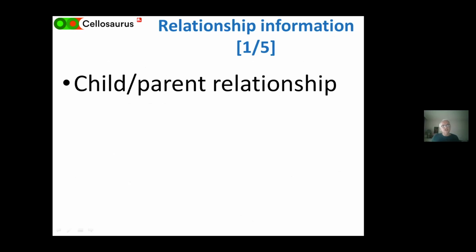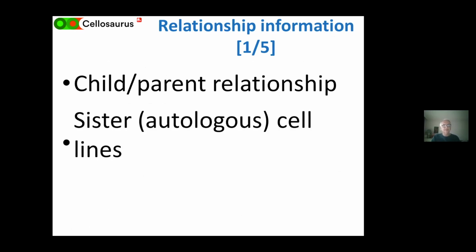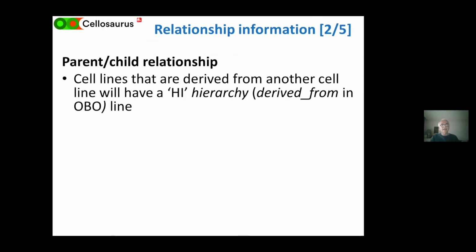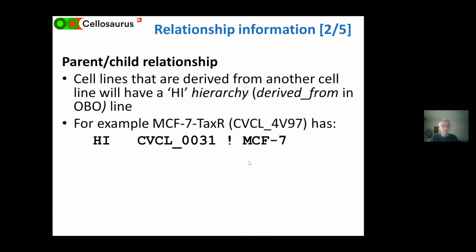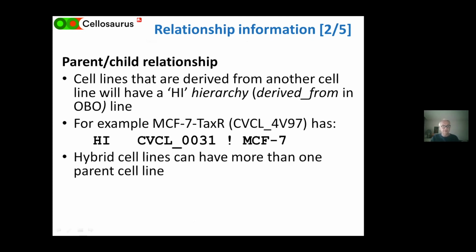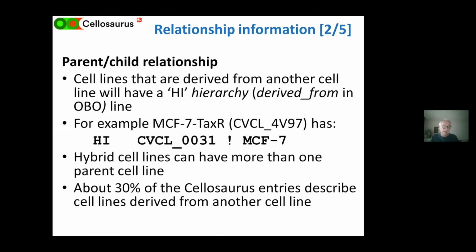This is important: child-parent relationships or sister autologous cell lines. So that's 2 relationships we do. Cell lines which are derived from another cell line have a hierarchy or derived-from statement in the text format. So for example, this cell line, which is derived from MCF7, has a derived-from statement. And of course, a hybrid cell line can have more than one parent. About 30% of all Cellosaurus entries describe cell lines which are derived from another one.